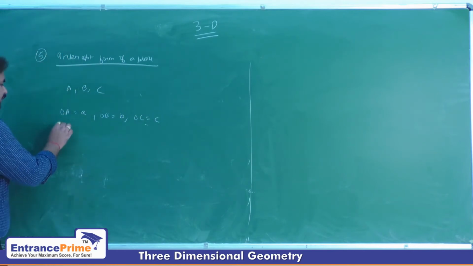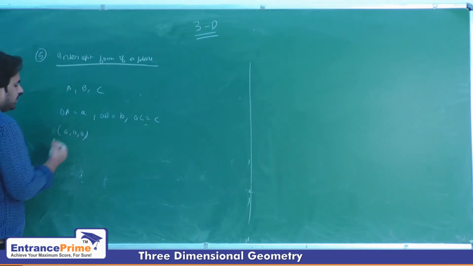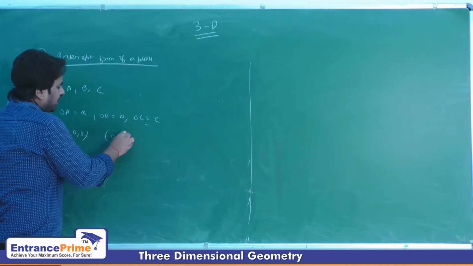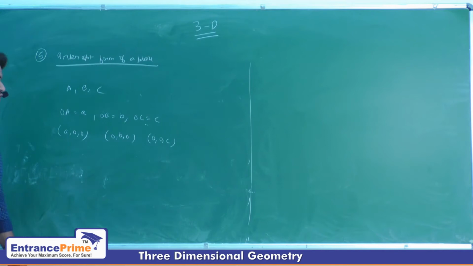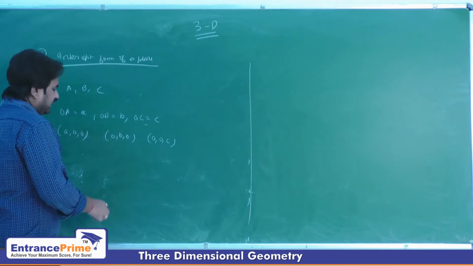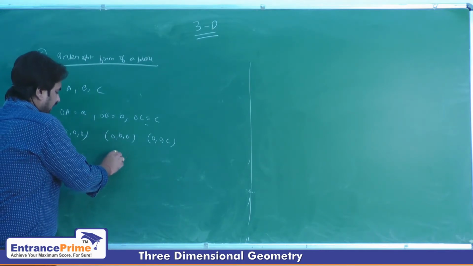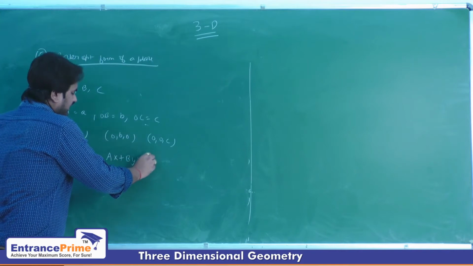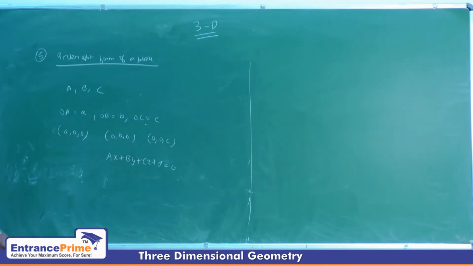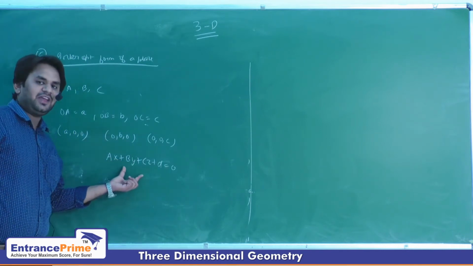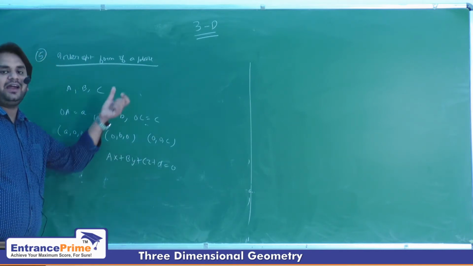The points are a, 0, 0, similarly 0, b, 0, similarly 0, 0, c. So I am assuming an equation of a plane. Let us suppose the equation of the plane is Ax plus By plus Cz plus D is equal to 0. This plane is cutting three axes, x-axis, y-axis and z-axis.